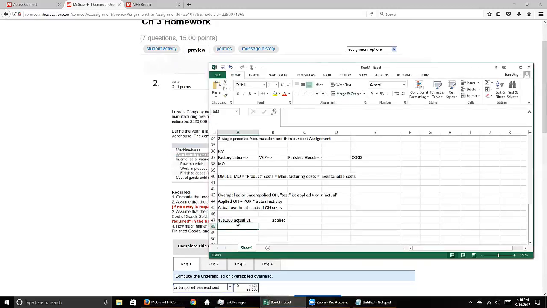Again, at a fundamental level, that comparison is always going to be the same. It's just, is what I applied, based on what I already know about applying overhead, more or less than what I actually incurred? If I applied too much, then I'm quote unquote over applied. If I didn't apply enough versus actual, then I'm under applied. And then the answer is just the difference. Correct. Yep. Makes sense. Okay.